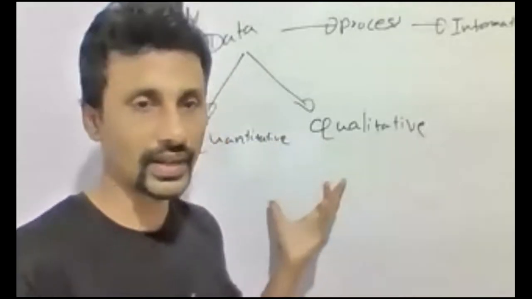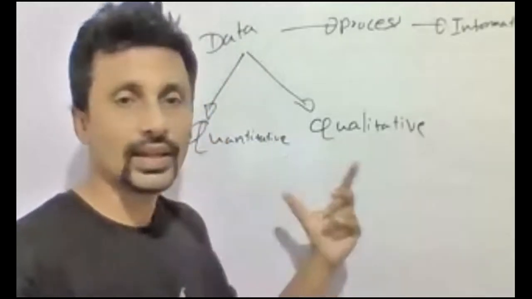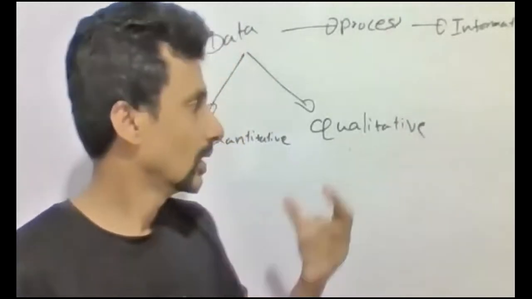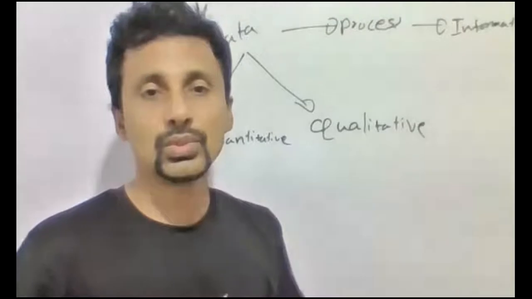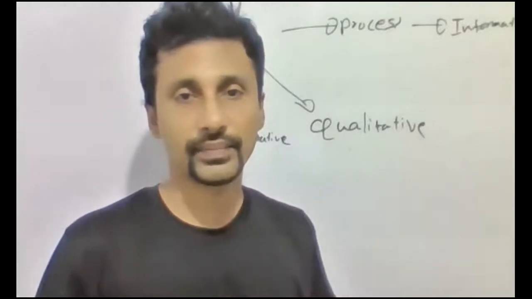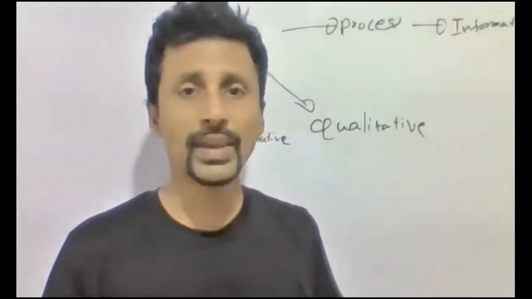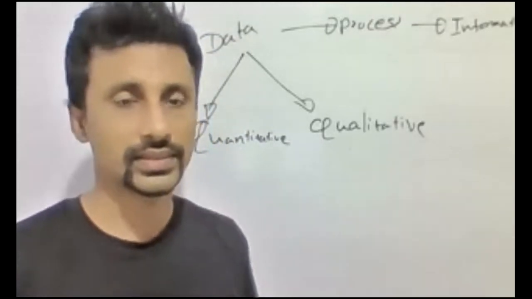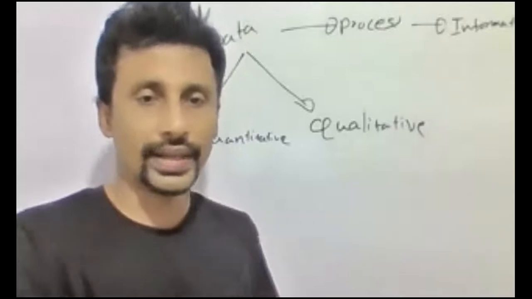So you have two different data, quantitative and qualitative. Quantitative means you can measure amount. Qualitative means you cannot measure, right? Happiness of the person cannot be measured. So that comes under qualitative data.